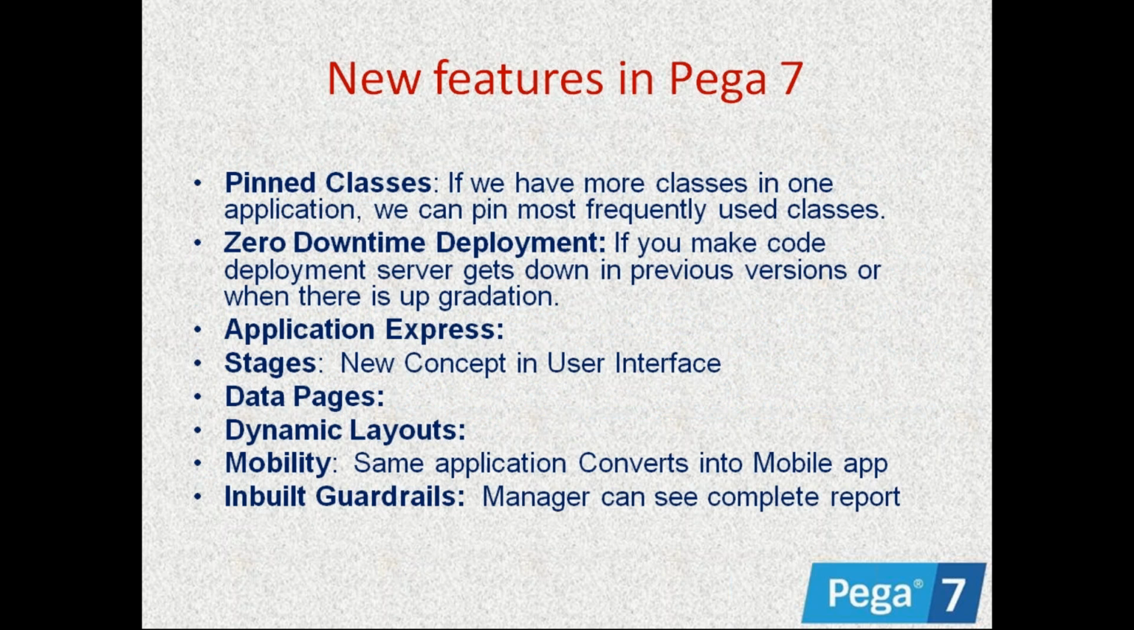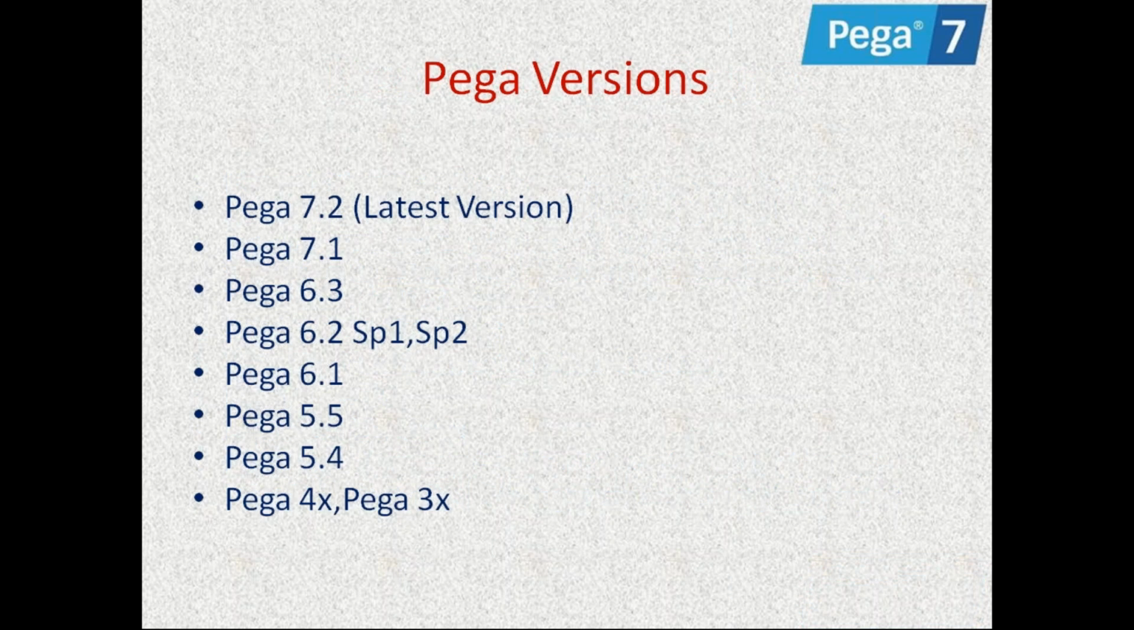Some features are added in the 7 version compared with the previous version. What are the things added comparing the previous versions and the current version? When I get an example regarding this, I'll cover all these options. Coming to the versions, these are the previous versions, starting with the 1x version, then 3, 4, 5, 6, 7. These are all the versions we have in Pega PRPC.